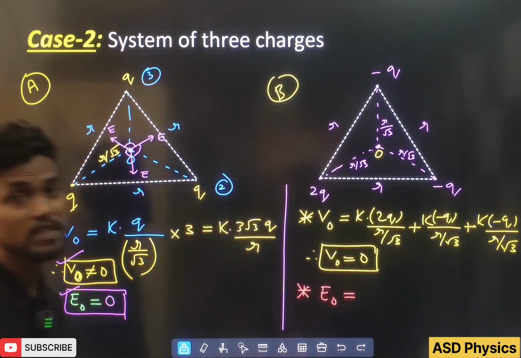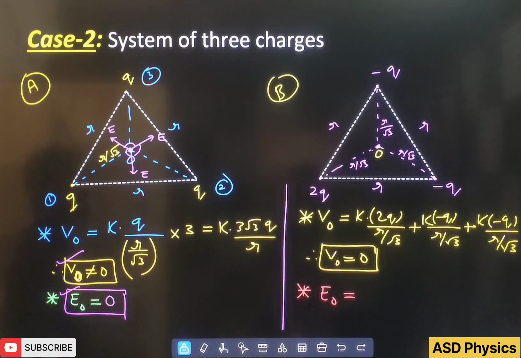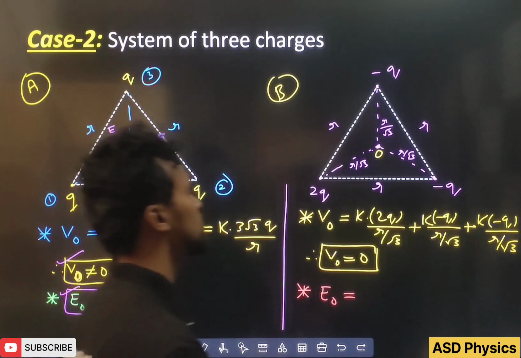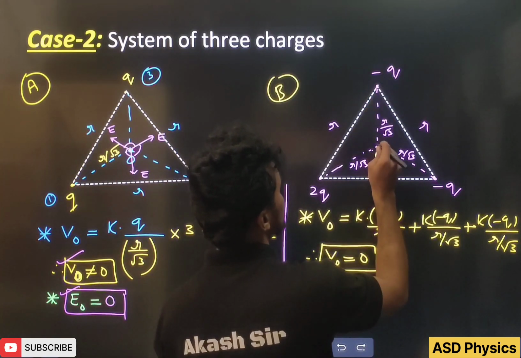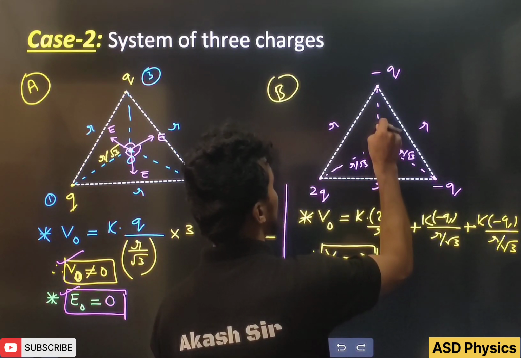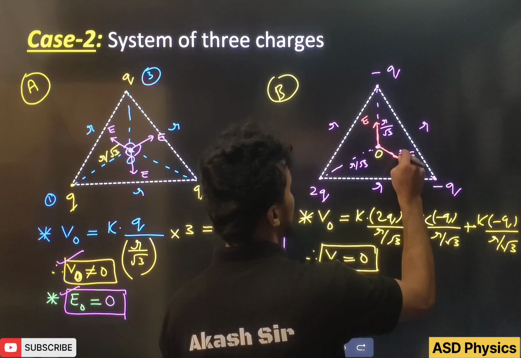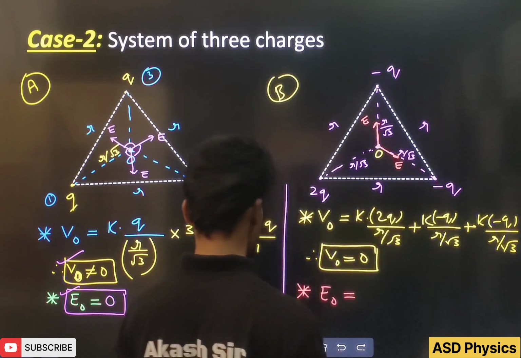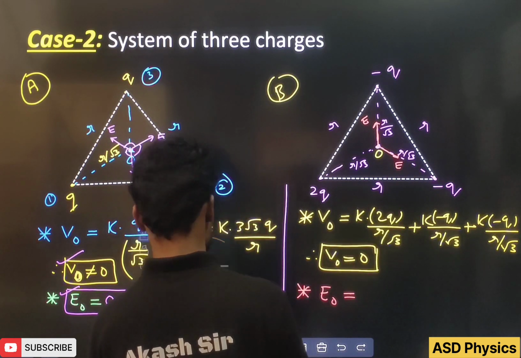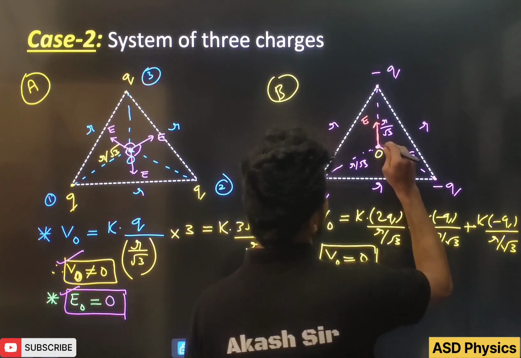But if I talk about the electric field, can you guess and tell me electric field at point O will be 0 or not 0? So see please. This is minus Q charge. Electric field is towards here. I have taken here E. This is minus Q charge. Again, electric field is towards here, E. Okay. And now this 2Q charge is there. 2Q charge. Again, electric field is away.